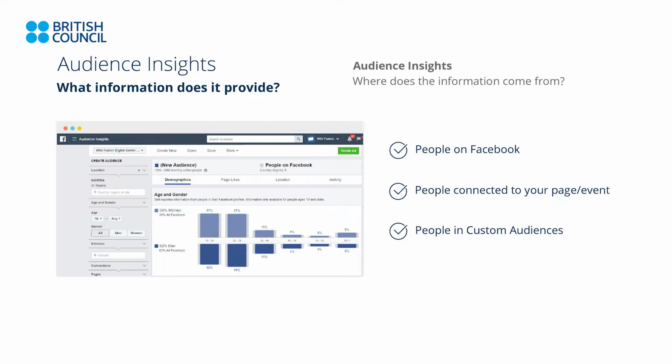Now, where does this information come from? It comes from people who are on Facebook, people who are connected to your Facebook page or your event. You can also get insight from people in your custom audience, which are people who have previously interacted with your Instagram business page, your website, or a custom file like an Excel sheet of email addresses that you have uploaded to your Facebook Ads Manager.